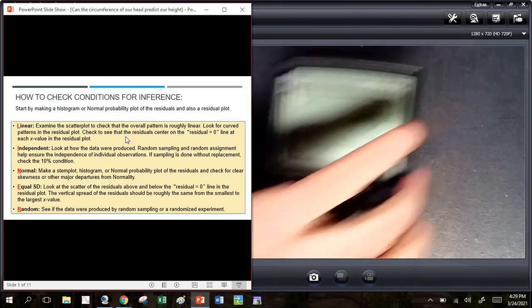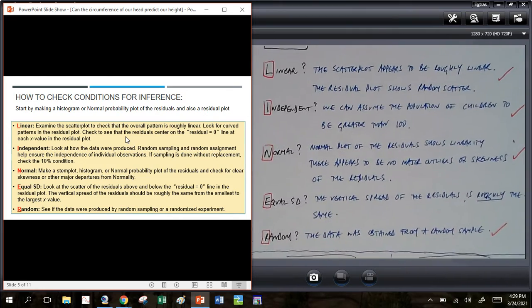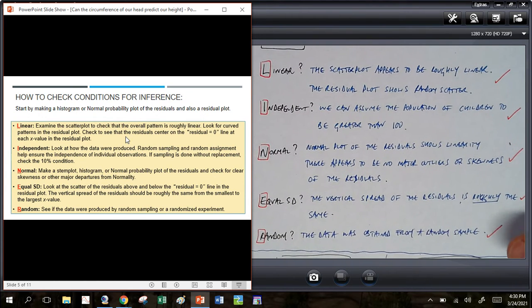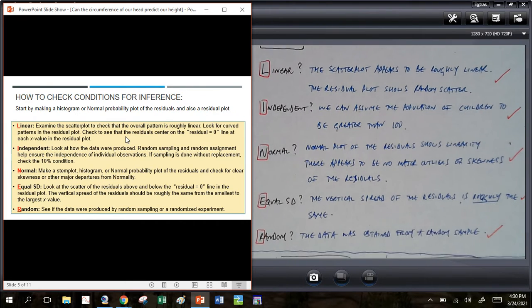So I did write this out for you so you can see what it would look like. Okay, so that's basically what I just talked about. So linear, the scatter plot appears to be roughly linear, and the residual plot shows random scatter. Independence, we can assume the population of children to be greater than 100. And normal, the normal plot of the residuals shows linearity, and there appears to be no major outliers or skewness of the residuals. Equal standard deviations, the vertical spread of the residuals is roughly the same. And finally, for the random one, the data was obtained from a random sample. So now we're all good to go.